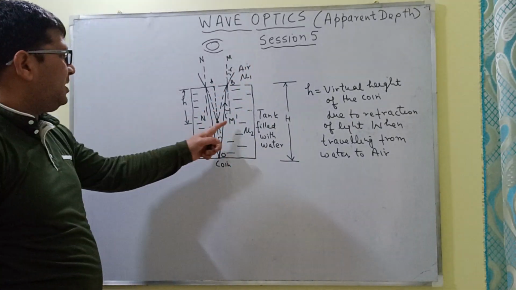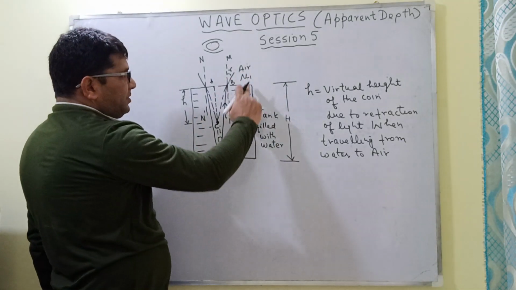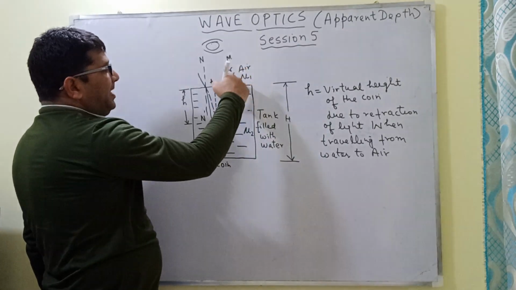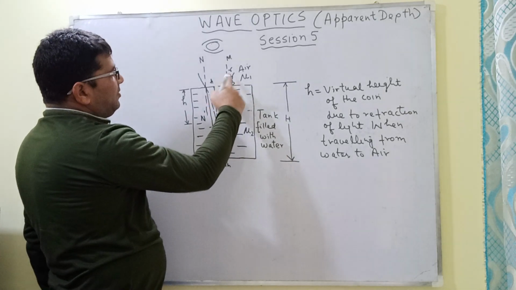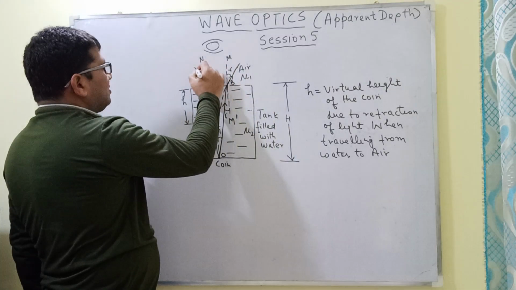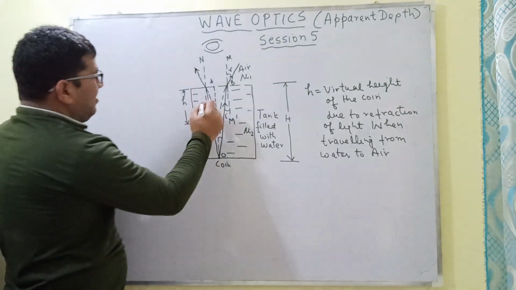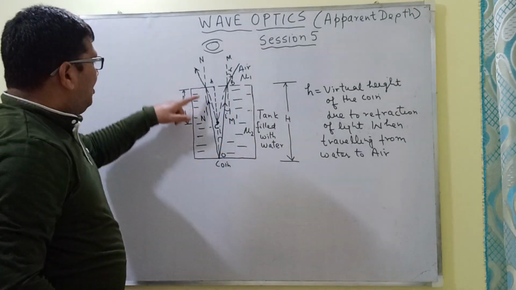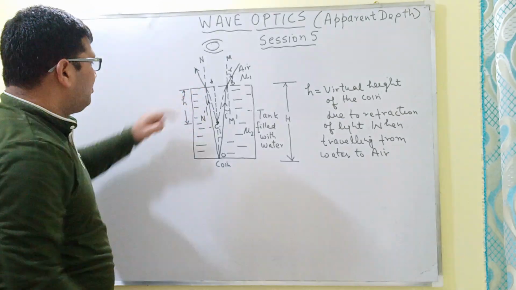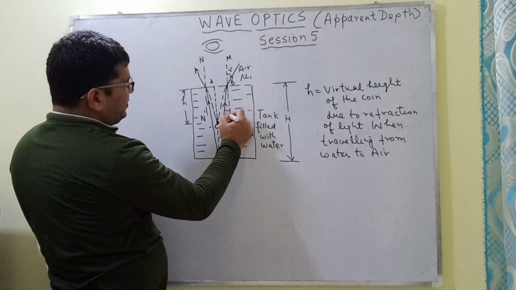Now we know that when the light travels from a denser medium to a rarer medium, then the refracted light will bend away from the normal. So this refracted light will be bending away from the normal, as I have shown here. Here you can see that this is the light which is getting refracted, and it is bending away from the normal. So this is the angle of refraction, and this is the angle of incidence.